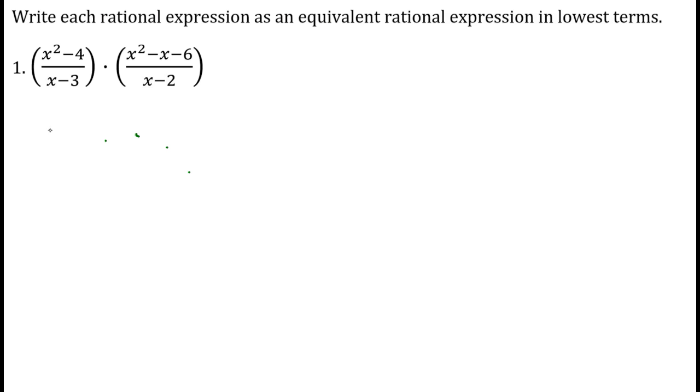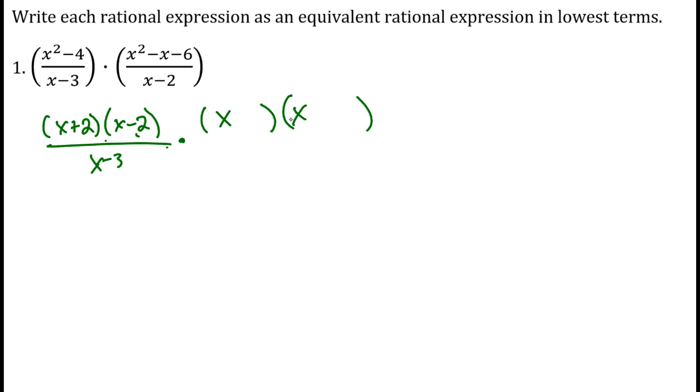So x squared minus 4, that's x plus 2 times x minus 2. That's the difference of perfect squares. x minus 3 is a linear factor, we can't do anything with that. Times x squared minus x minus 6. How does that factor? It's a trinomial with a leading coefficient of 1. What multiplies to negative 6 and adds to negative 1? Negative 3 and positive 2. Good. Over x minus 2.